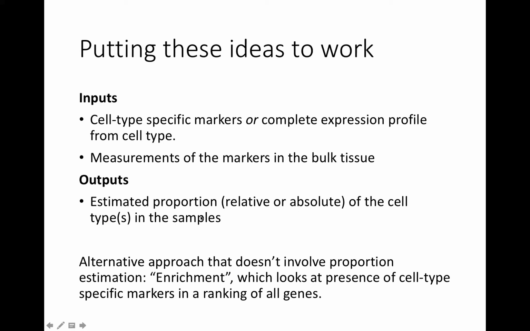As an aside, and I'm not going to talk about this very much, an alternative approach that you'll also see people use is where they don't try to do proportion estimation, but use cell type specific markers in an enrichment analysis. So instead of, or in addition to, using the gene ontology, they might look at whether genes associated with a particular cell type are enriched in their hit list. This is obviously a bit more indirect than trying to estimate proportions, but it's a similar idea.